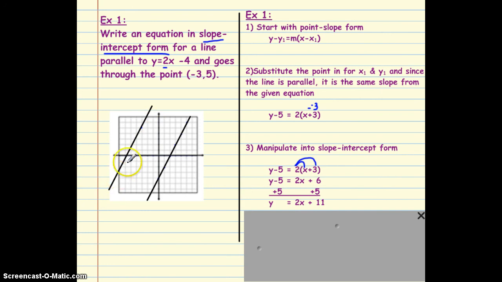Y equals 2x has the same slope as this line, and it's plus 11. If we were to extend our graph, our y-intercept would be up here at 11. There you go. That is how you write an equation for a line that is parallel to another line and going through a certain point.